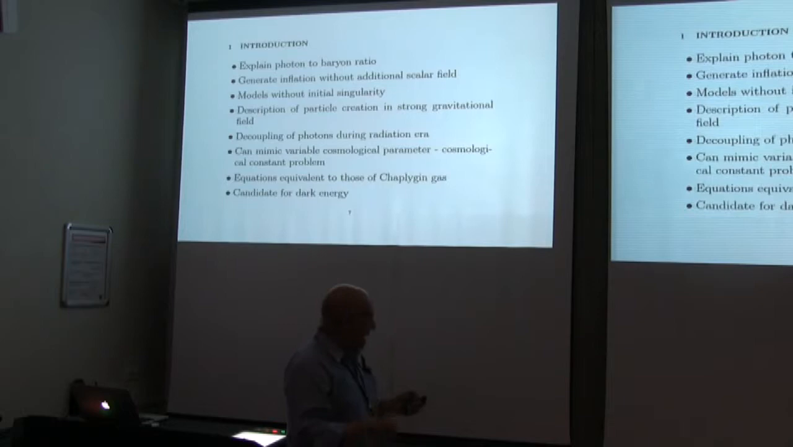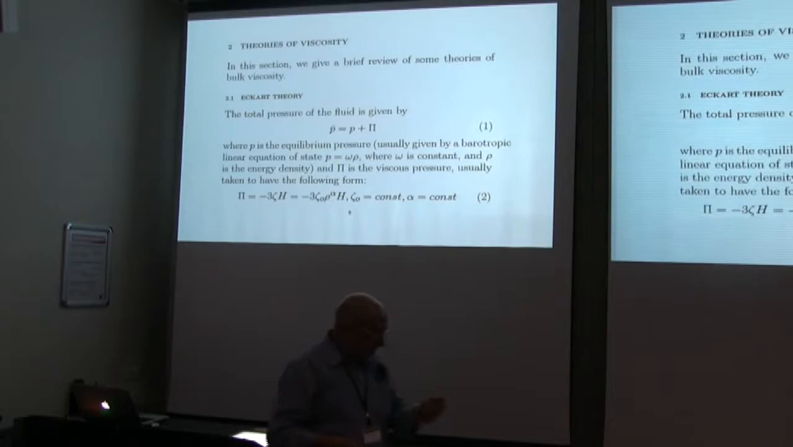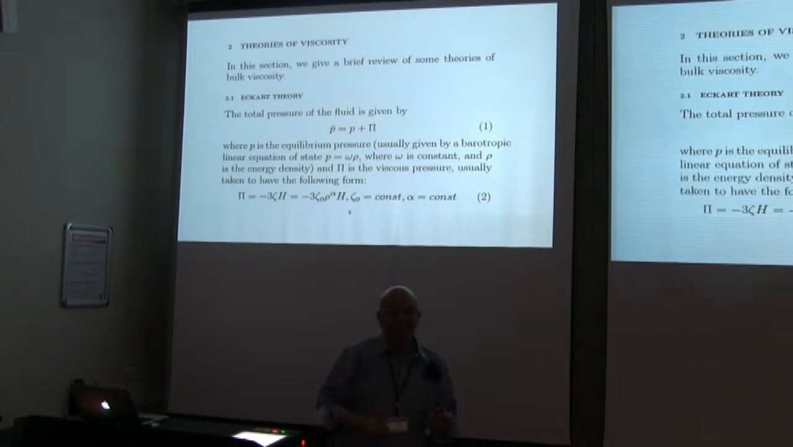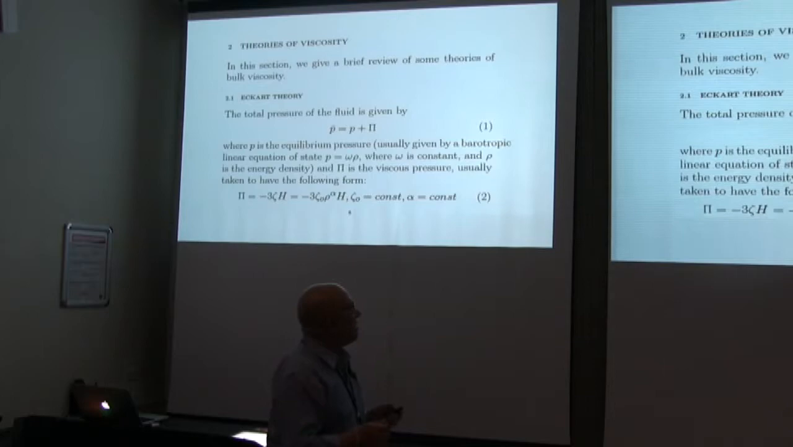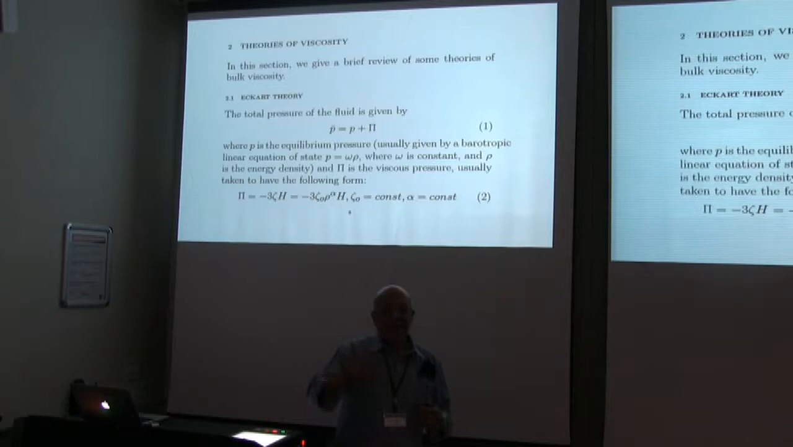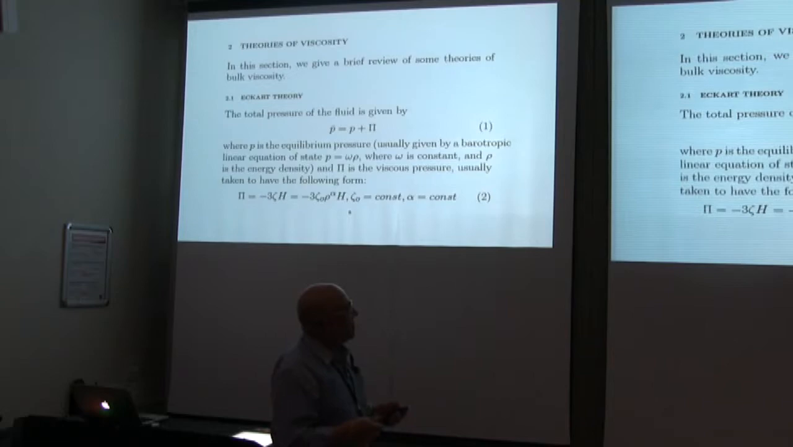So, just to go over some theories of viscosity. First of all, there's the Eckart theory, which was formulated around 1940. Essentially, what bulk viscosity does is it modifies the pressure. So the total pressure of the fluid is given by the usual equilibrium pressure plus some modification, the viscous pressure. In this equation, the equilibrium pressure is the normal pressure, usually given by a barotropic equation of state, P equals omega times rho, where omega is usually taken to be a constant, and rho is the energy density, and pi is the viscous pressure.